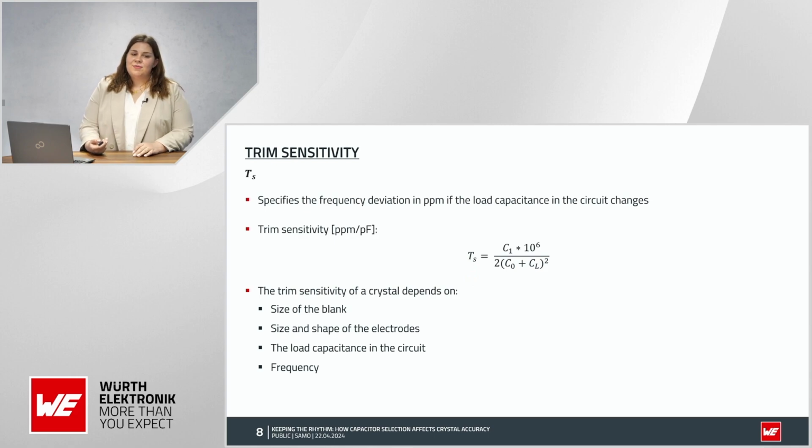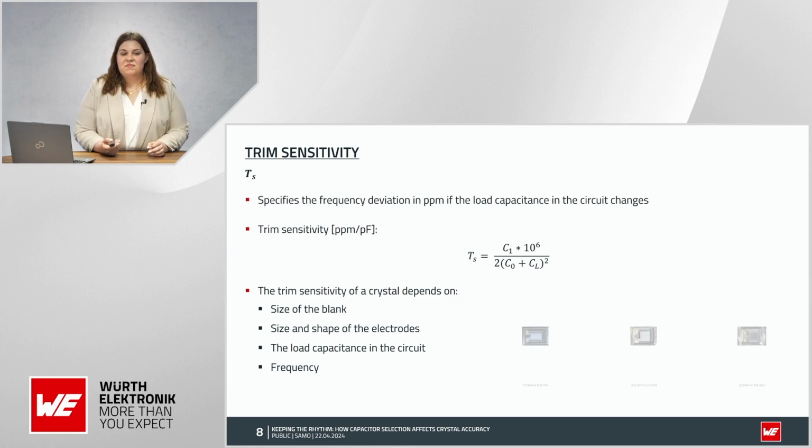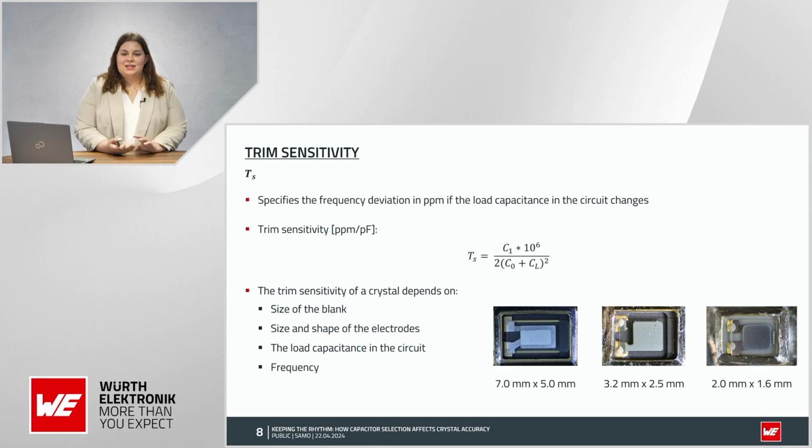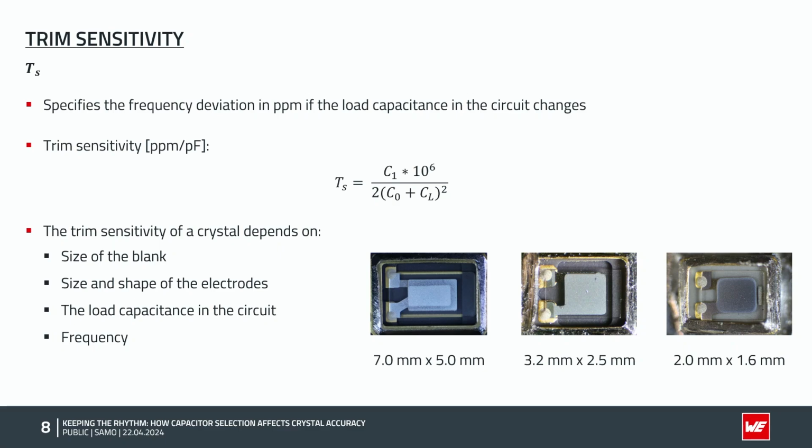So what does the trim sensitivity depend on? It depends on the size of the blank. So how big is the piece of crystal you have in your package? So for you, as an example, I have brought a picture with me of 3 components in 3 different sizes. And what you can see here is that the dimensions slightly vary from size to size. The electrodes vary from size to size. And this causes all those products to have a different trim sensitivity.